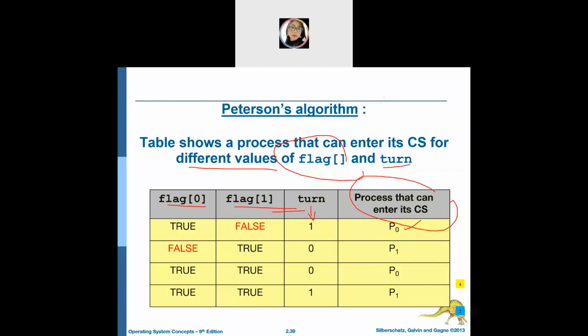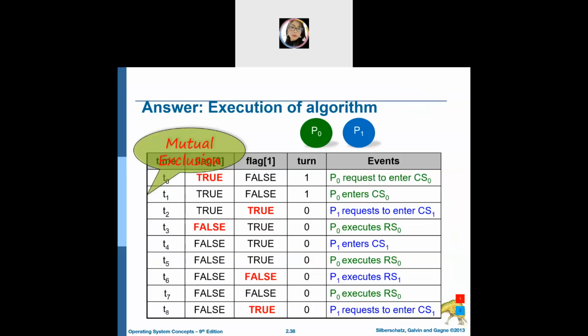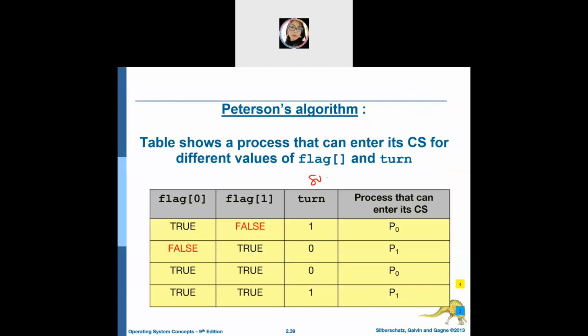Last time in your digital logic subject, you had 0 plus 0, what do you get? 0 plus 1, what do you get? This is similar. If you have true, false, 1, then P0 enters the CS. If you have false, true, 0, then P1 enters. All these conditions are a general, basic reference for the Peterson algorithm. You can also refer to this and you will get a summarization table.